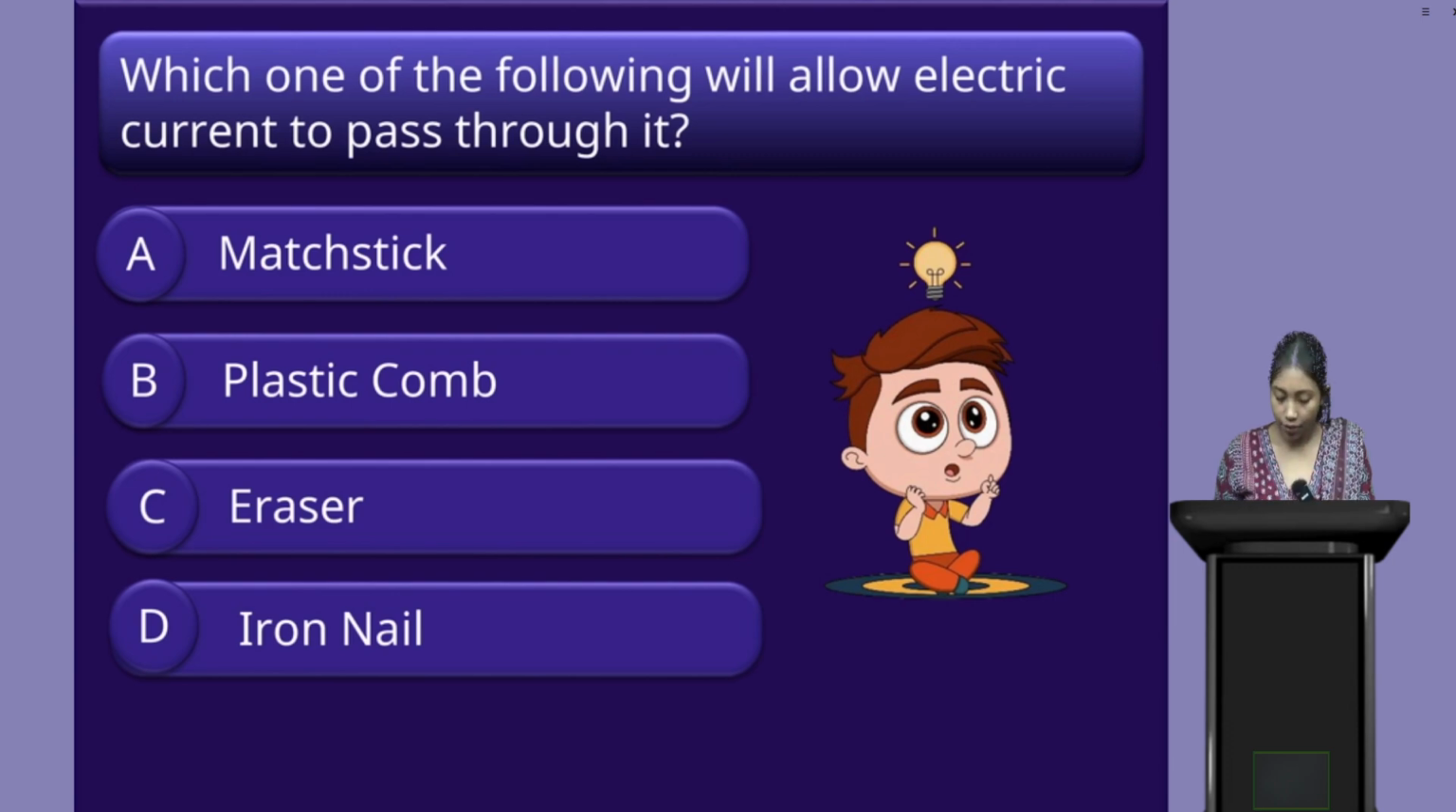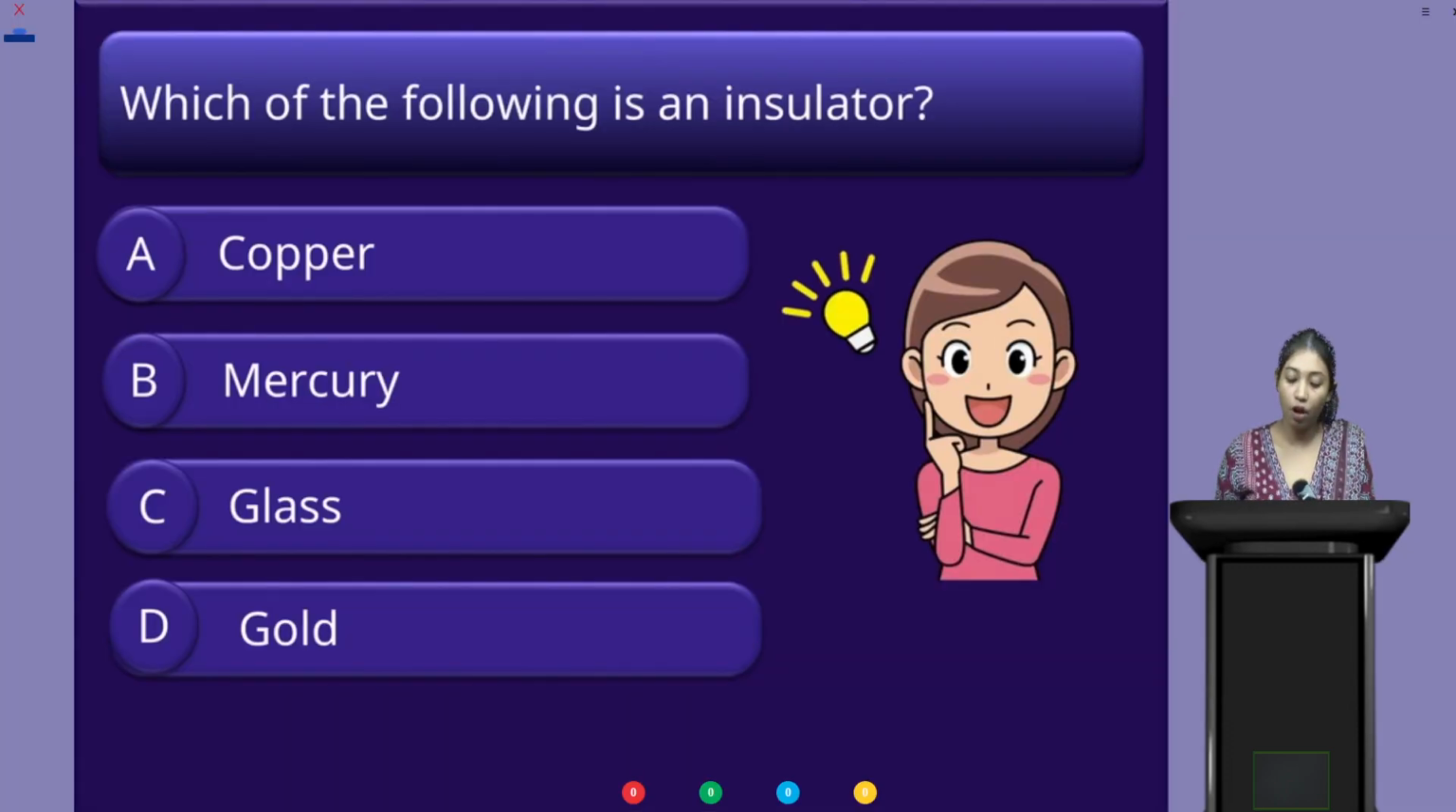Here's another question. Let's see what it is. Which of the following is an insulator? Very easy question. Option A, copper, option B, mercury, option C, glass, option D, gold. Again, I'll give you time. Before that, the previous question was about conductor. Now it's about insulator. Which of the following is an insulator? Option A, copper, option B, mercury, option C, glass, option D, gold.